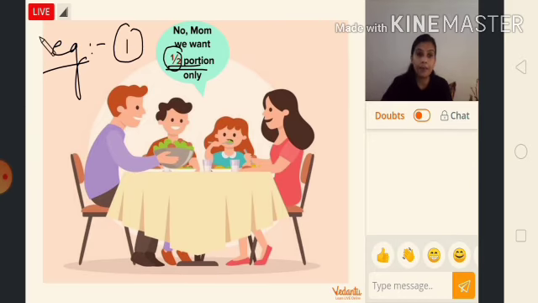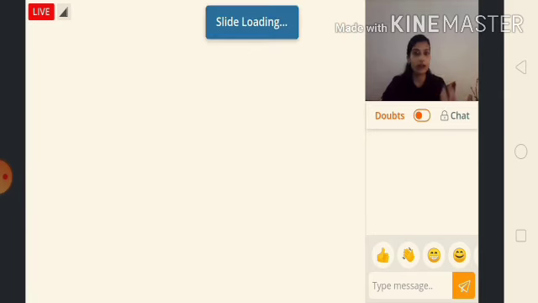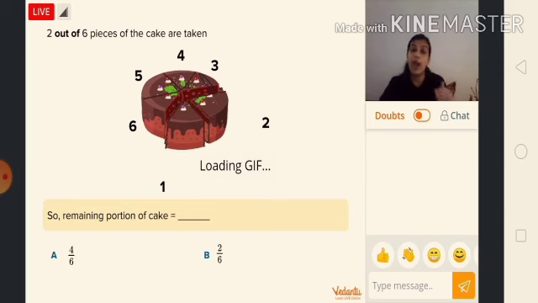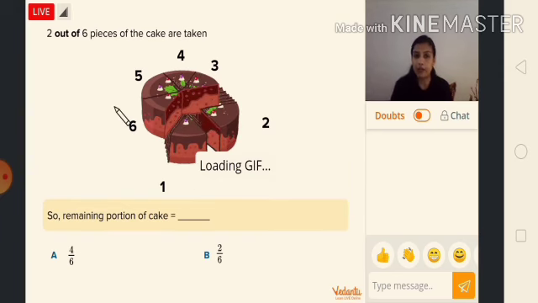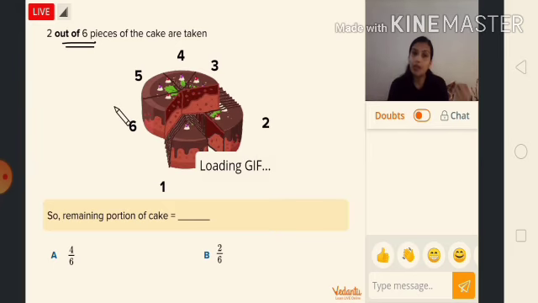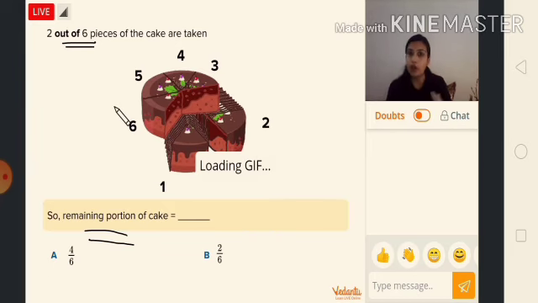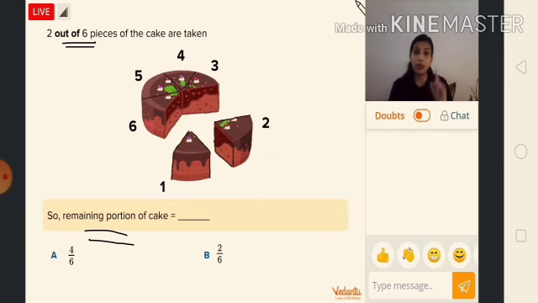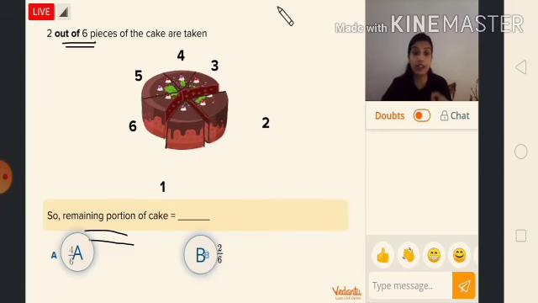Next, another example, similar to the one I took previously. If there is a cake and I divide it into 6 equal portions, and I take 2 pieces out of 6, then how many remaining portions of the cake am I talking about? Out of 6 pieces of the cake, I have considered 2, and I just ate them. So how many pieces out of the total are left? I'm talking about the remaining. You have to represent the fraction for the remaining cake. Just read the question, it's the remaining cake.